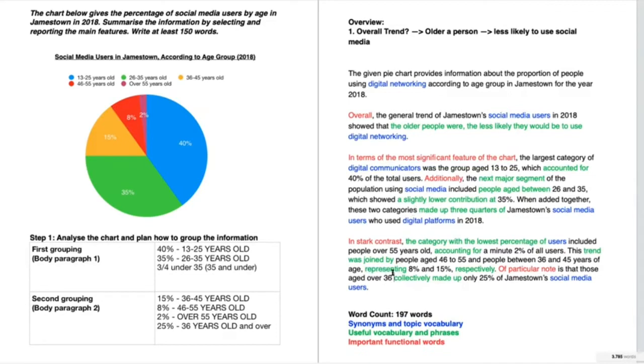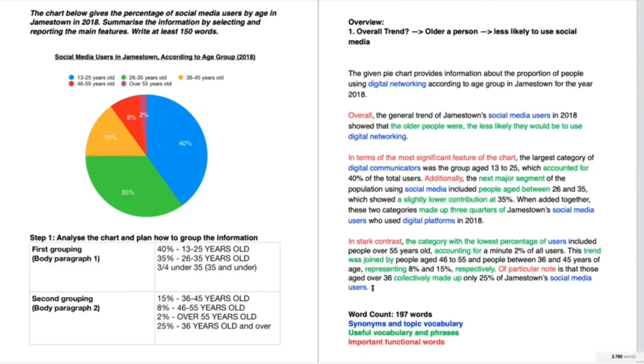Representing is another great way to talk about percentages, and this word respectively, I can't say it enough. It's a great way to join information together without being too repetitive or without using too many words. So 8% goes to 46 to 55, and 15% goes with 36 and 45 years old. So these two percentages match up with our ages respectively. This really joins it in very nicely. And then collectively made up, again, using this phrasal verb, I'm talking about how all of these three segments all together collectively made up 25%.